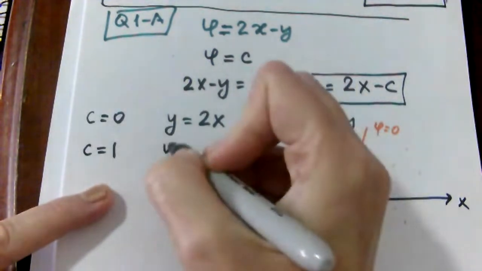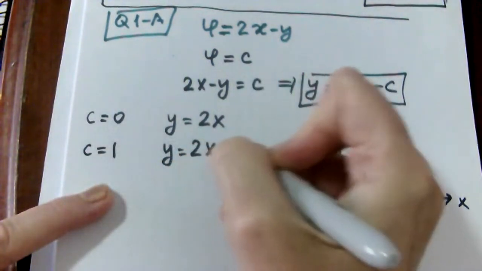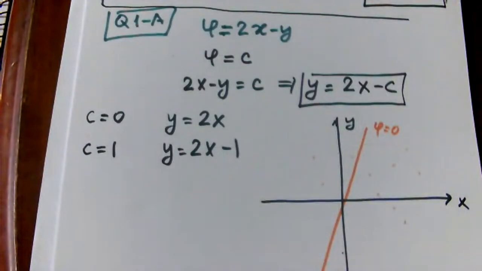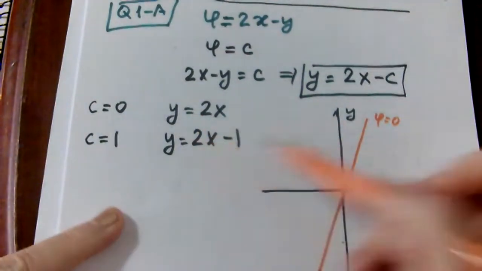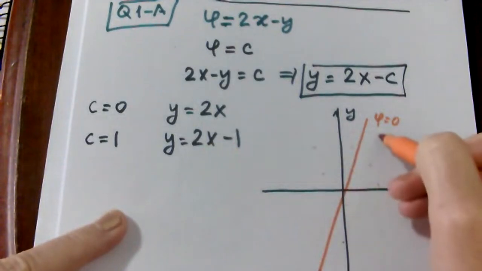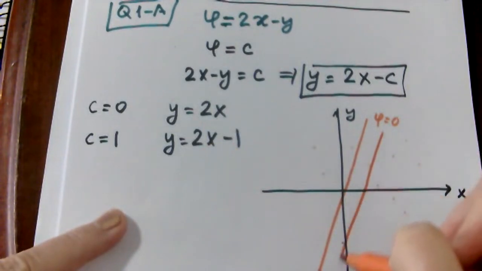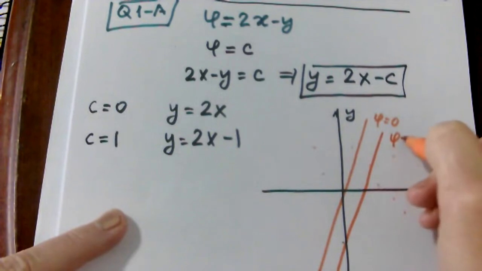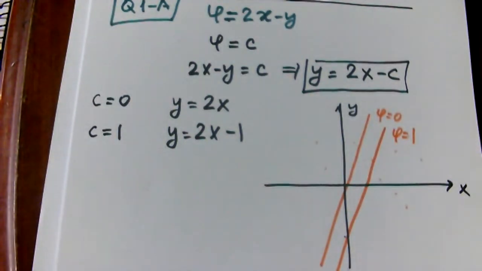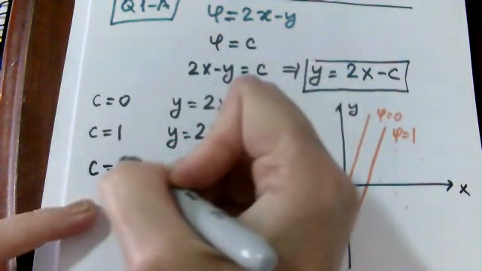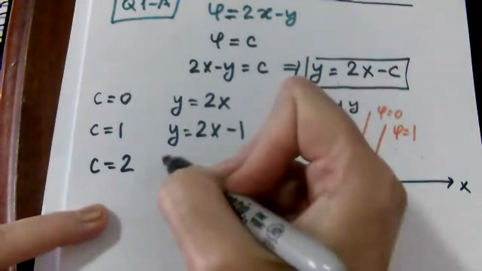Let's set c equal to 1. We will get this equation, and again this is a straight line, but it's a little bit shifted compared to the first one. It's shifted downwards by 1 unit if you look at this y-axis. So it looks something like this. So it corresponds to phi is equal to 1. Okay, good. Let's see c equal to 2 now.